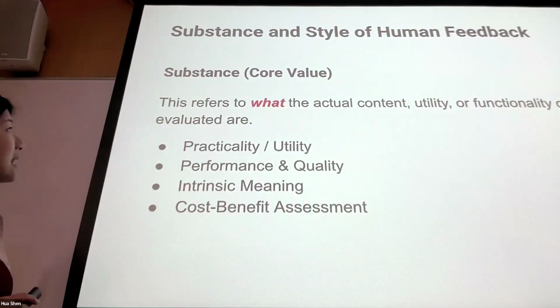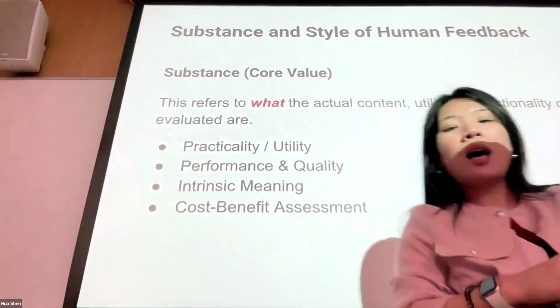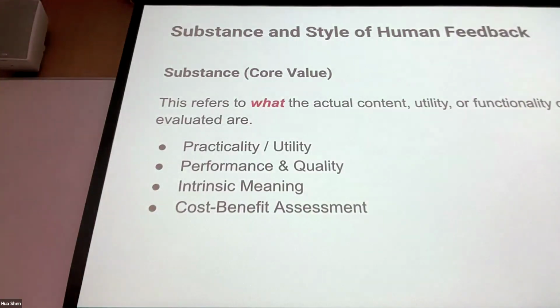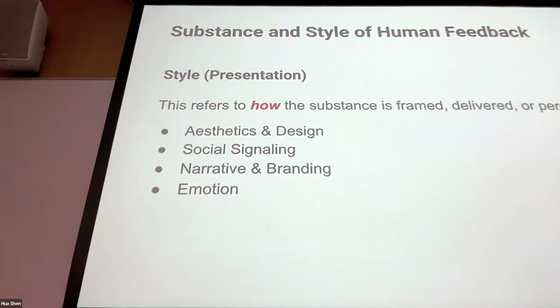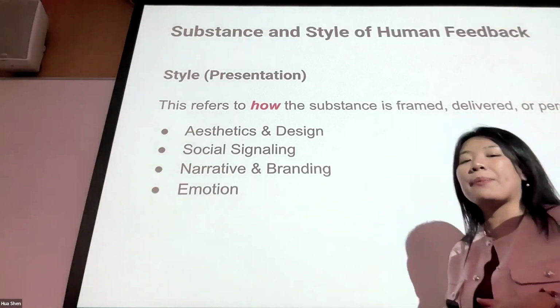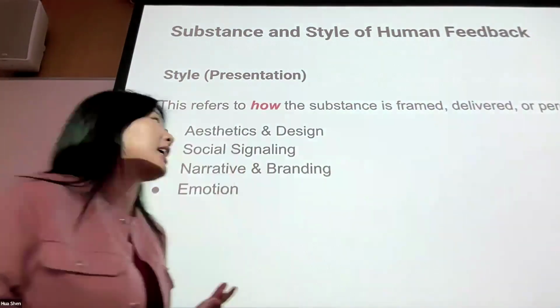Substance here means the core value, which refers to the actual content, utility, or functionality of what is being evaluated, such as some typical metrics we're familiar with: practicality, utility, performance, quality, intrinsic meaning, etc. And style means how the substance is framed and how we present it to the human and the model, such as the design of the data's format, the social signaling, the branding, the narrative, the emotion, etc. So this is a more in-depth explanation of substance and style.